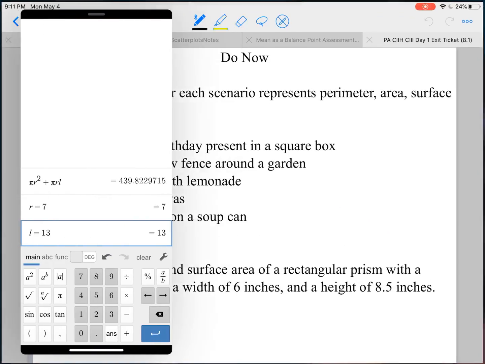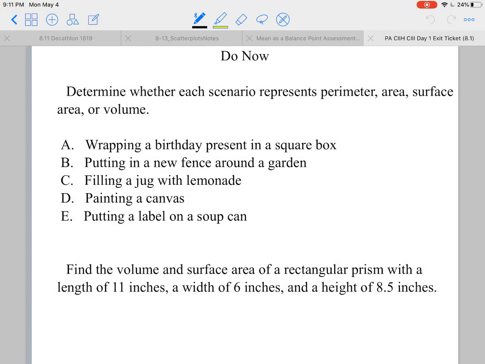So with that mini lesson, let's get back to our warm-up. Determine whether each scenario involves perimeter, area, surface area, or volume. Perimeter and area have to do with two-dimensional shapes, while surface area and volume have to do with three-dimensional shapes. Perimeter and surface area usually mean going around the outside. So for a two-dimensional figure, that might be like a fence around a yard. For surface area, we're covering the entire object. So that might be wrapping it up in paper.